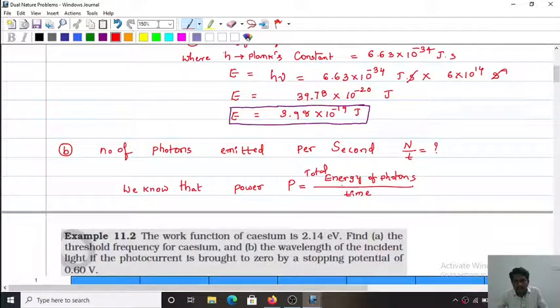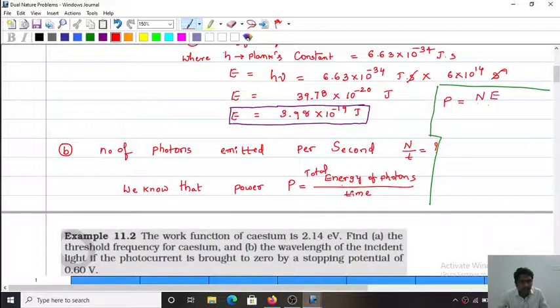Therefore P is equal to the energy of photons. How many photons are there, we don't know. Let n be the number of photons, and the energy of one photon is E. Therefore n E is the total energy of all photons, and this is divided by T. So that implies n by T is equal to P by E.